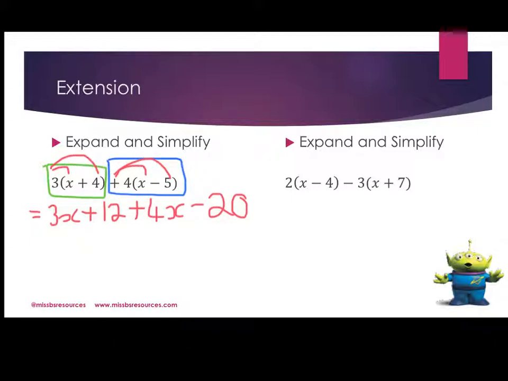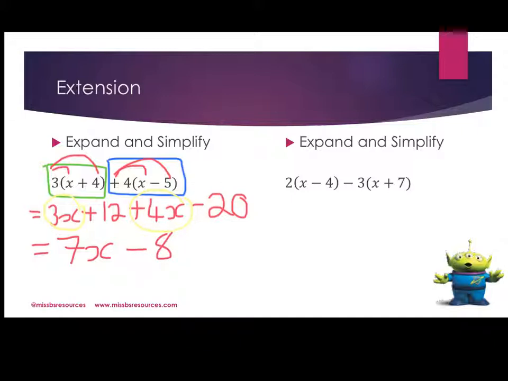So we need to simplify it. That means to collect our like terms together. So if we are collecting our like terms together here, what we're going to do is get our x's as 1 and deal with our numbers separately. So we have 3x add on 4x is 7x. And 12 take away 20 leaves you with minus 8. Well done if you got that.